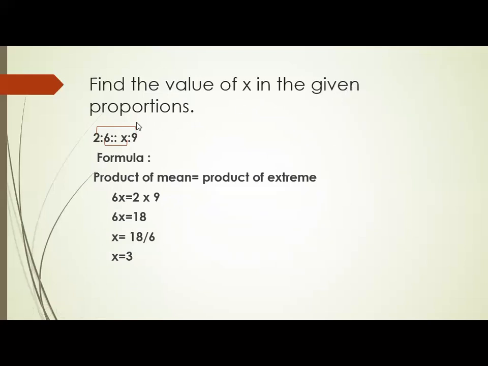What do we have to do? First we have to find out what the extremes are: 2 and 9. And what are the means? 6 and x. So we write 6x is equal to 2 into 9. Clear, everybody? So here we get x equals 3.